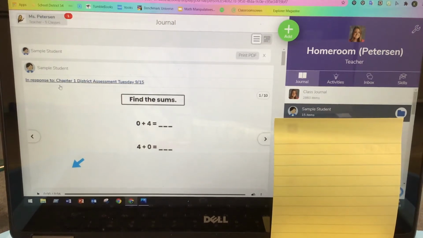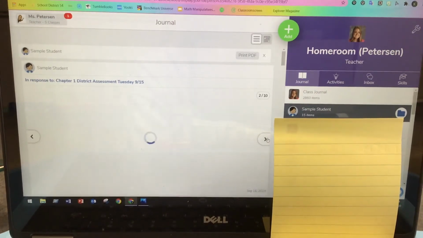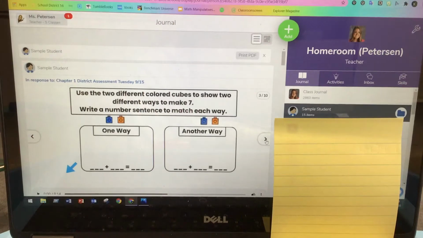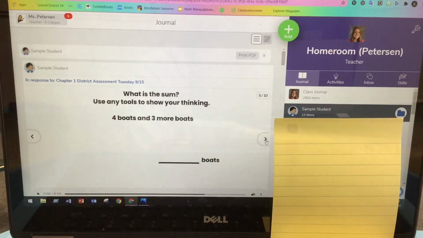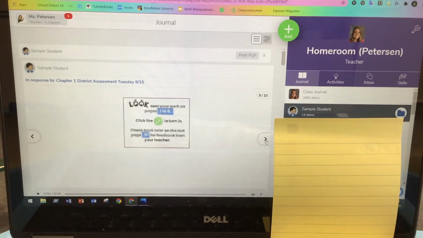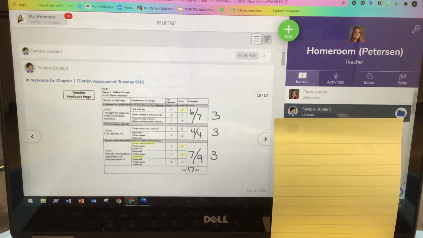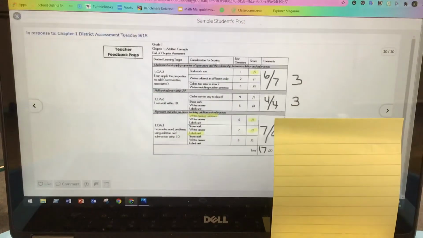All of the math assessments will be titled with the chapter number, district assessment, and the date it was taken on. Now, once the child finds their math assessment, they will be able to review what they turned in to the teacher. These arrows will allow them to move to review their work. On page 10 of this math assessment is the rubric. I'm going to click the screen so it gets bigger for you to see.